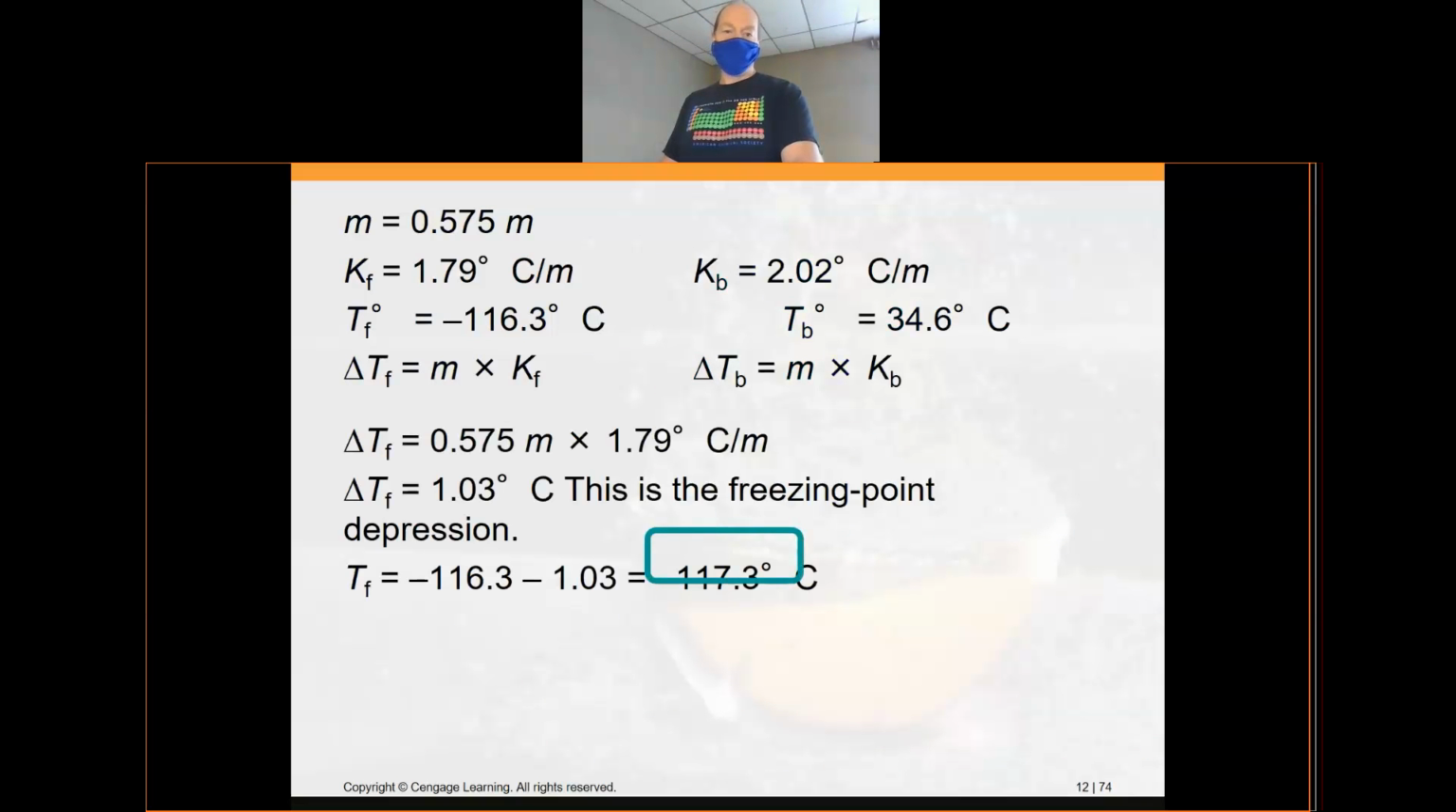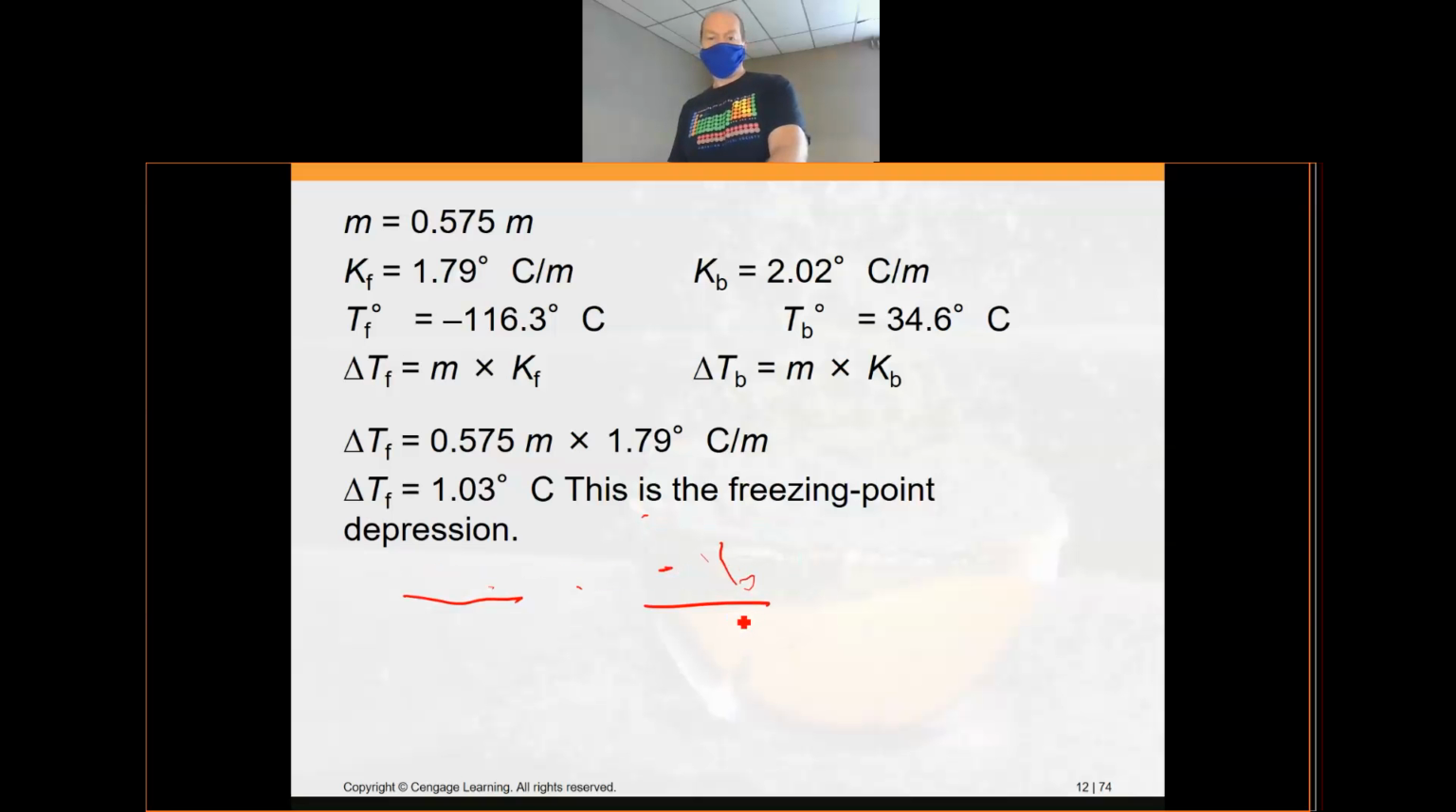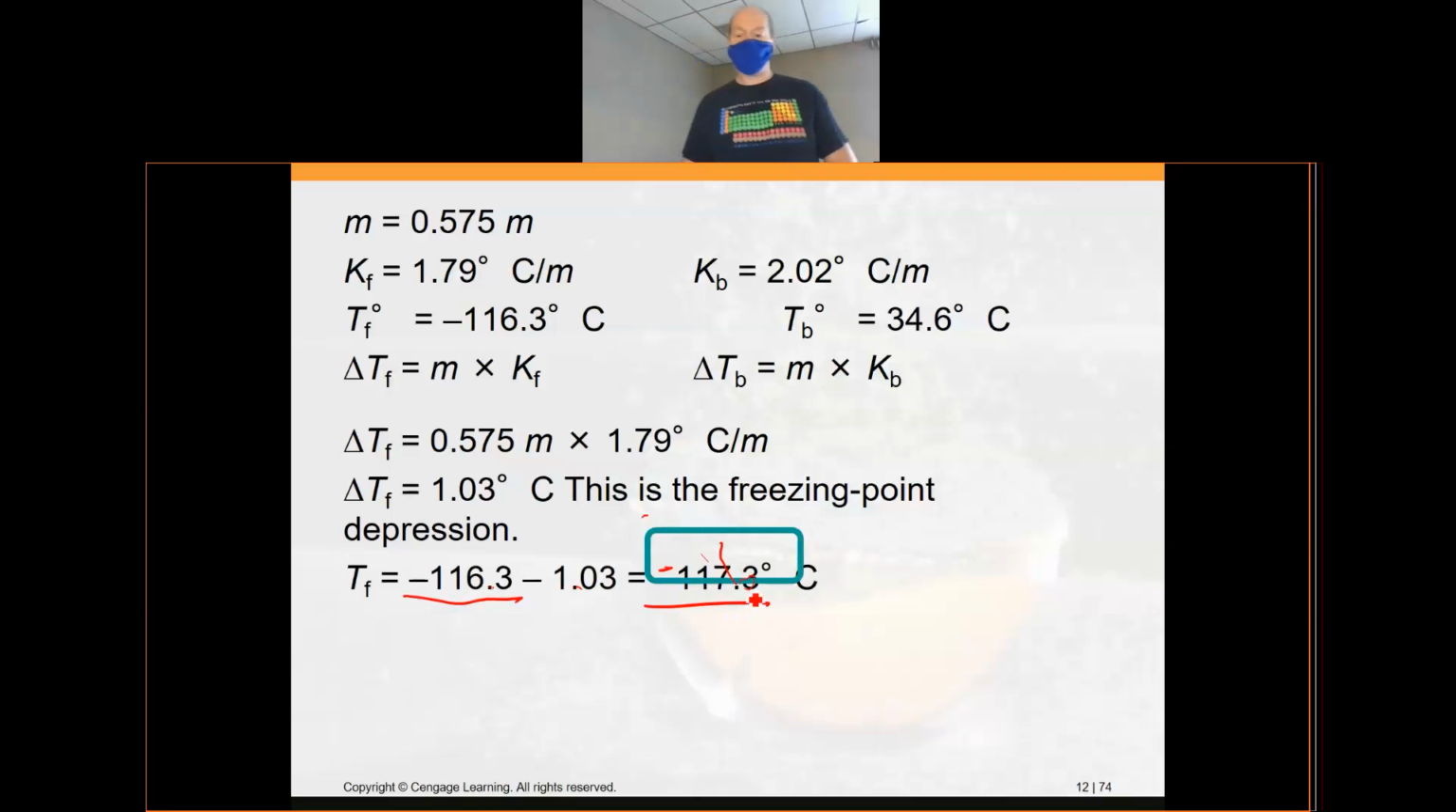So once you get your numbers, your freezing point, when you multiply those together, you got 1.03. That's your freezing point depression. And so it was negative 116.3. Now it's negative 117.3. You can't see the negative, it's hidden by the green thing there. Back one. Okay. So that's a negative. You can see before it closes up that it was a negative 117.3.